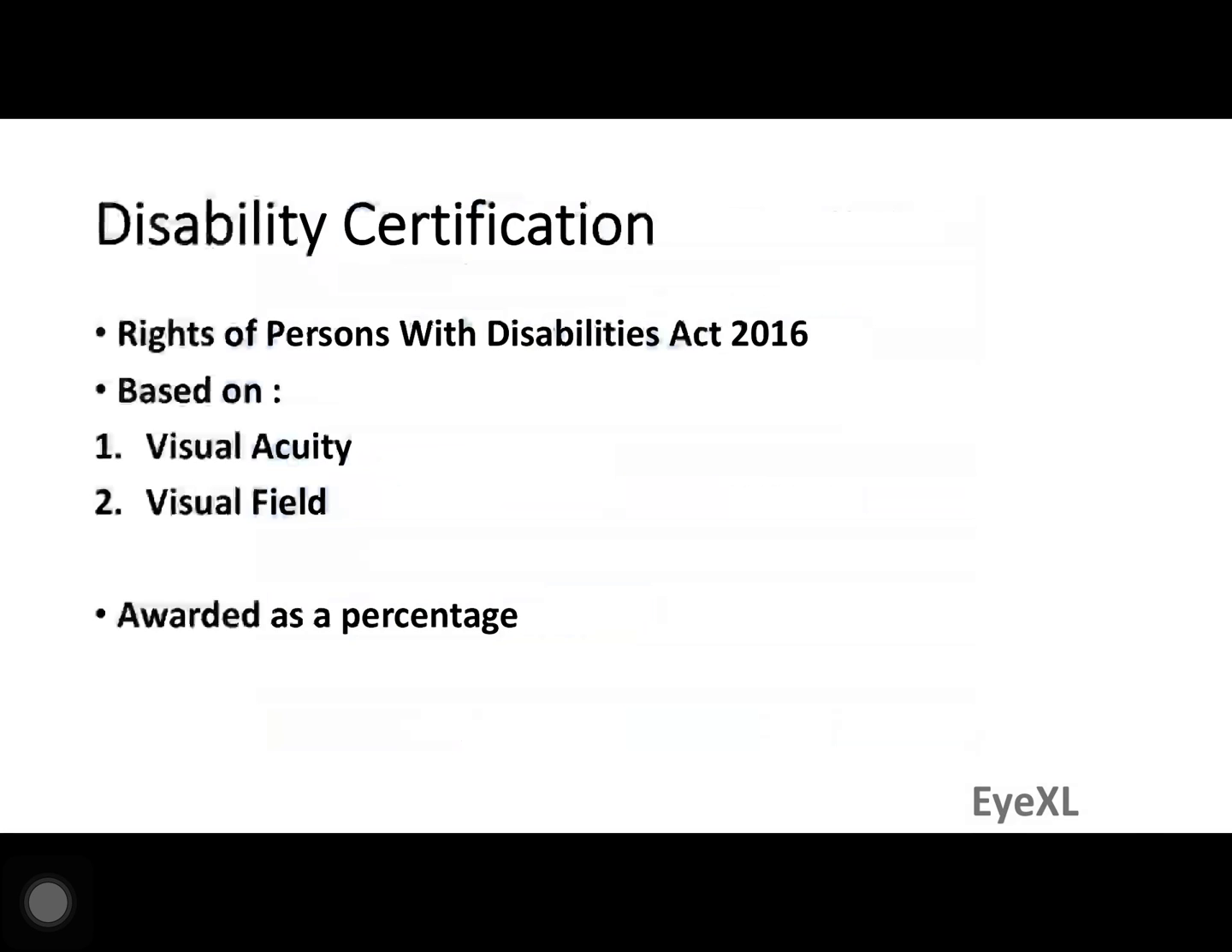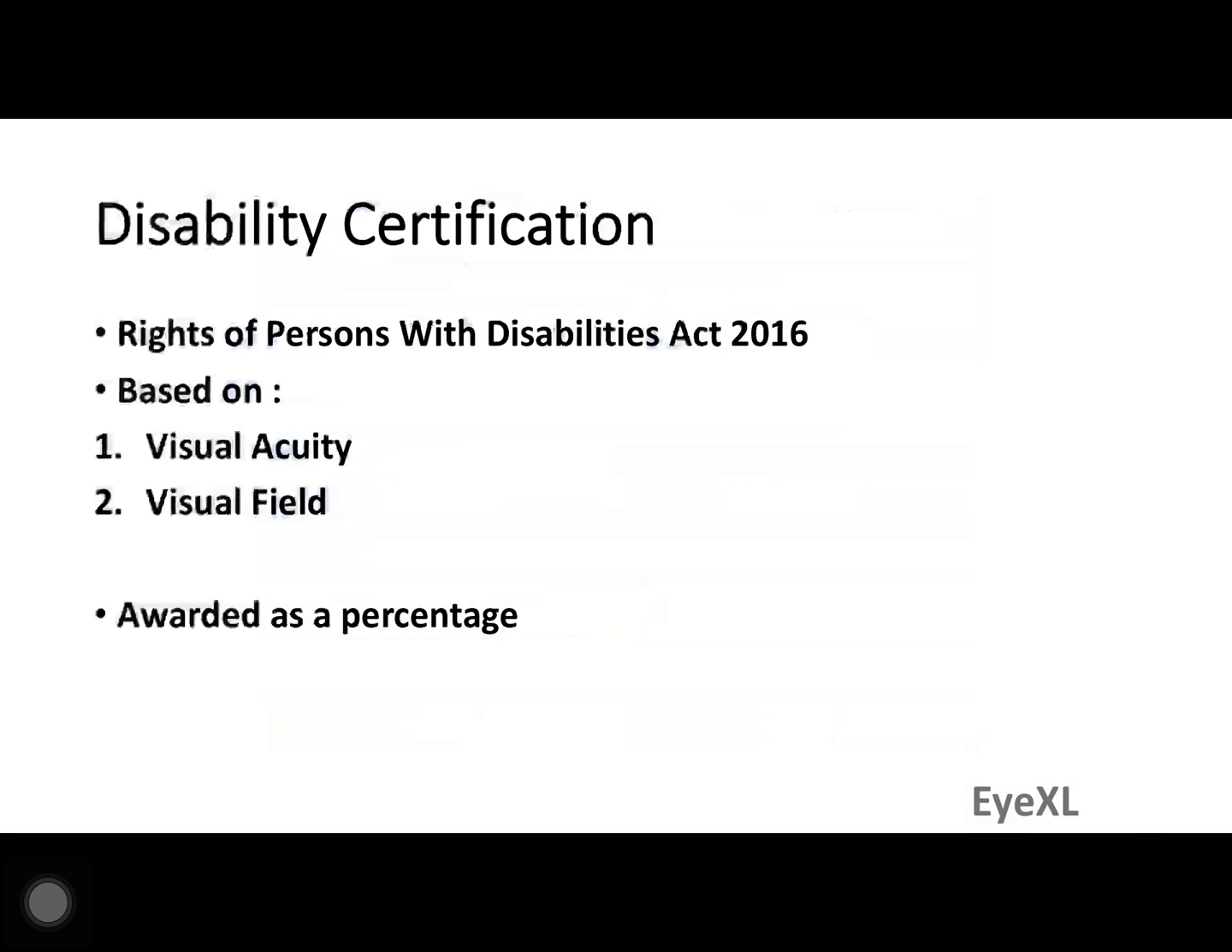Say for example, your train tickets may cost a little less than for a person without disabilities, or you may be allowed to have an accompanying person along with you at a subsidized cost, and so on and so forth. So there are benefits that an individual can avail, and these benefits are based on the visual acuity as well as the visual field. The actual table is pretty large. I'll share a link in the description if anyone's interested.